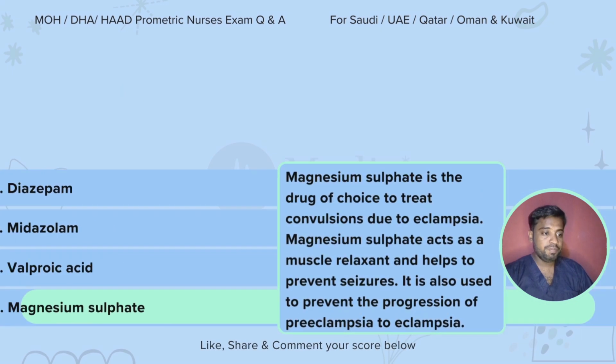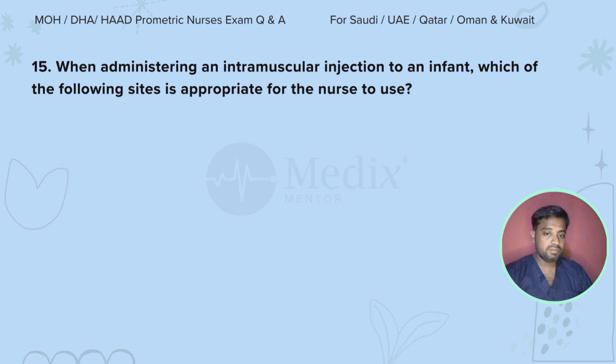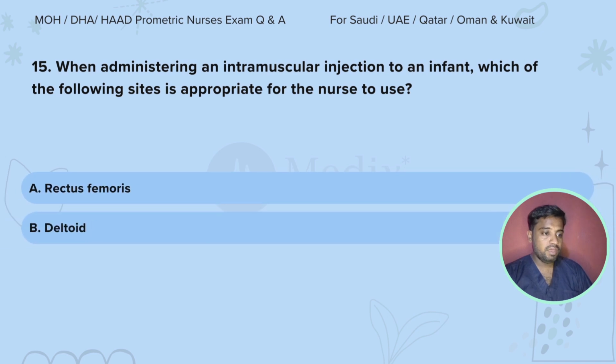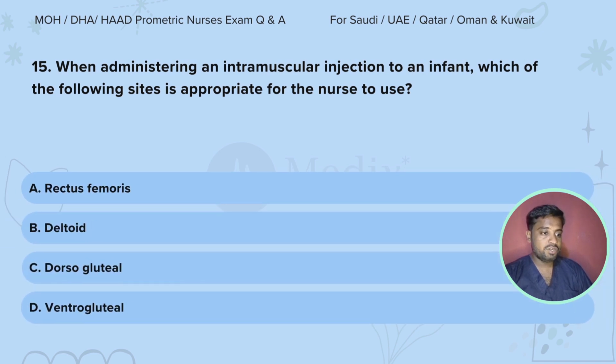Now let's begin question number 15. When administering an intramuscular injection to an infant, which of the following sites is most appropriate for the nurse to use? A. Rectus femoris. B. Deltoid. C. Dorsogluteal. And D. Ventrogluteal.